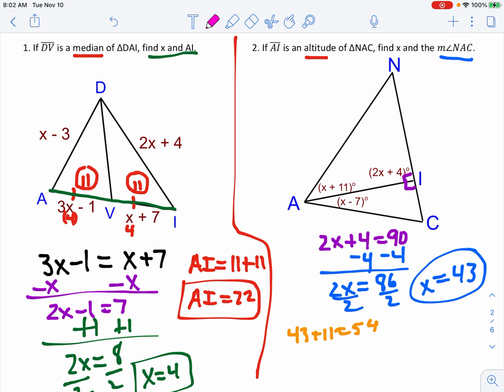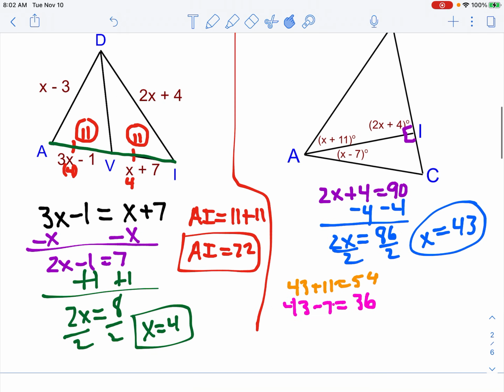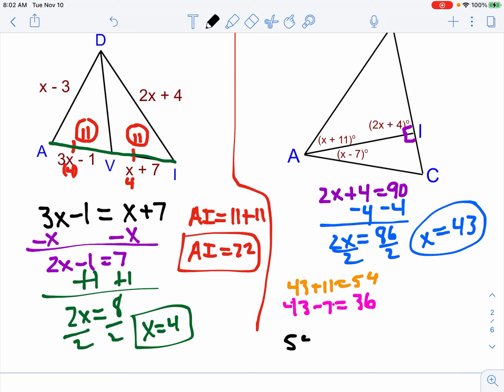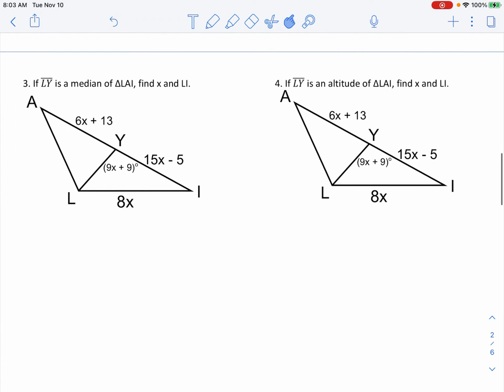If I plug it in the second one, 43 minus 7, which will give us 36. Now to find that whole angle, I'm going to take my two answers that I got after I plugged it in and add them together. 54 plus 36 tells us that our other angle would have added up to 90 degrees after we plugged it back in. So again, we solve for our x, or our variable, by plugging it into the picture, and then go back and plug in to solve.